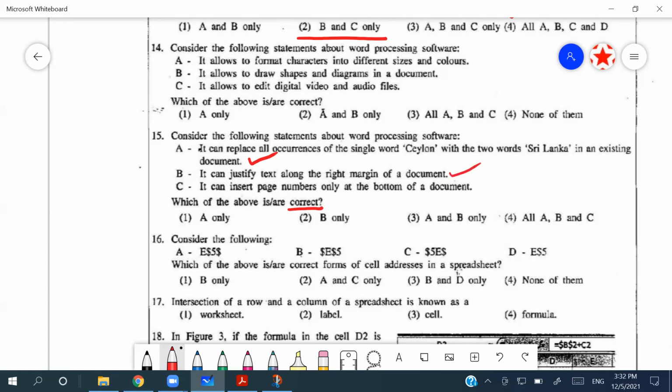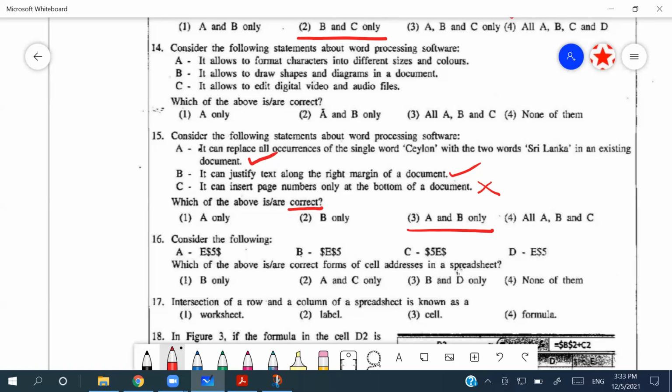It can insert page numbers only at the bottom of the document. No, you can add the page numbers at the top of the document as well. That means in the header part as well, right? So it is clearly wrong. So A and B is going to be the answer, right? You can put the page numbers both in headers and footers, and Word won't prevent you from doing that, right?